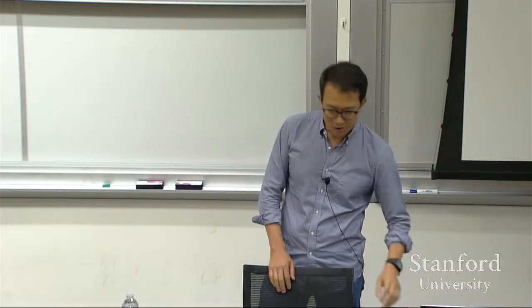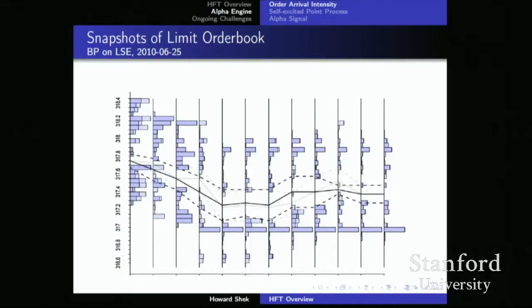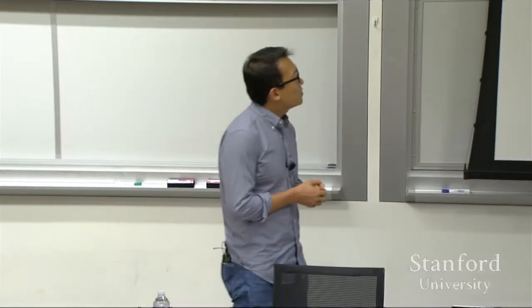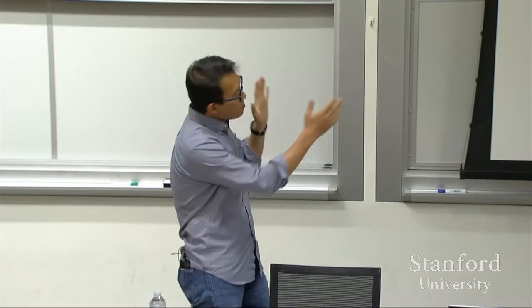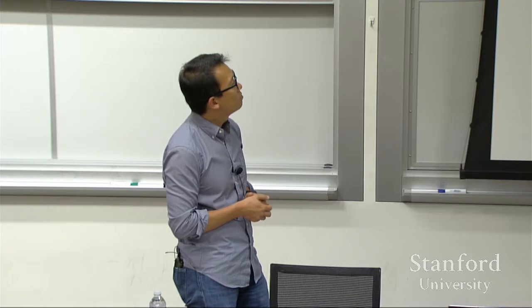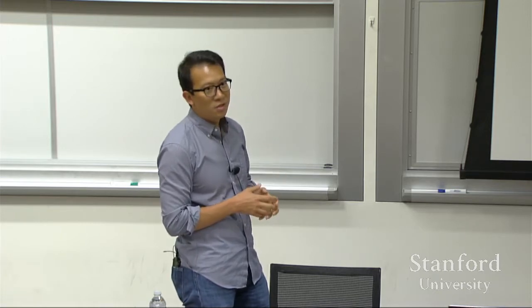So you heard me mention the word limit order book a number of times. Just what is this limit order book? And how does it evolve as new orders get traded and as old orders get canceled? Here I use an example. It's a 1-minute window of order book snapshots for BP, British Petroleum, traded on the London Stock Exchange.